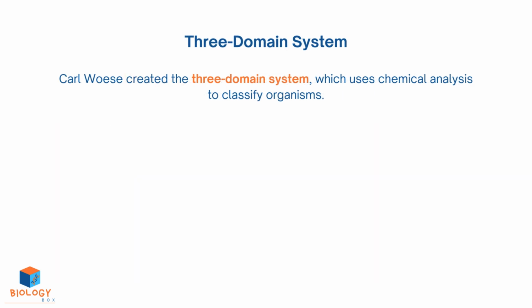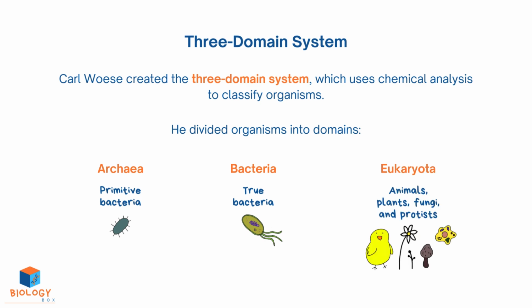In the 1990s, Carl Woese created the three-domain system, which uses chemical analysis to classify organisms. He divided organisms into domains: archaea, bacteria, and eukaryota.